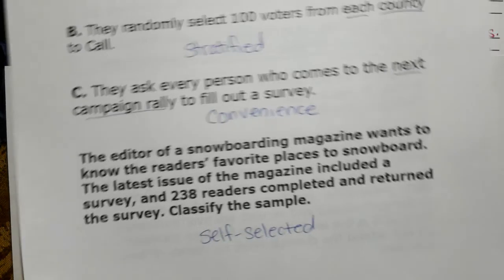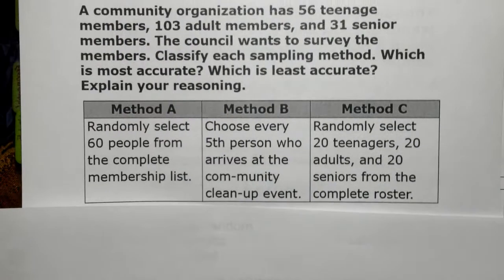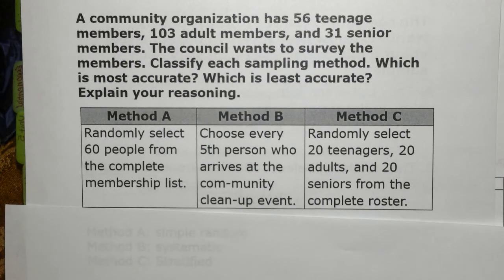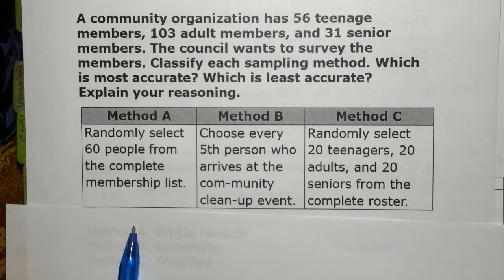Okay, and then on this side, we are going to classify. Okay, so a community organization has 56 teenage members, 103 adult members, 31 senior members. The council wants to survey the members. We're going to classify each method. Okay? So randomly select 60 people from the complete membership list. This is simple random. You have an entire list, you randomly select 60.